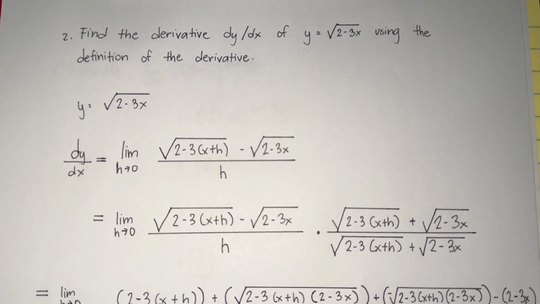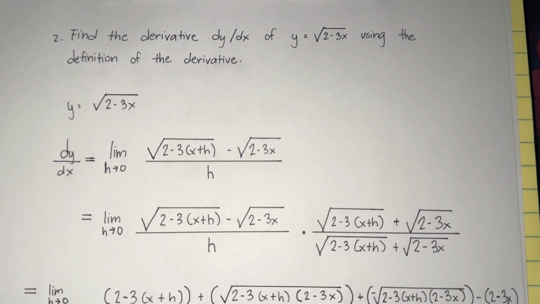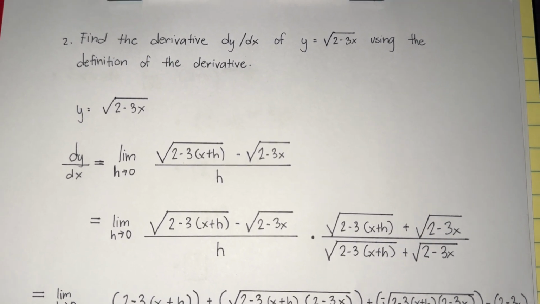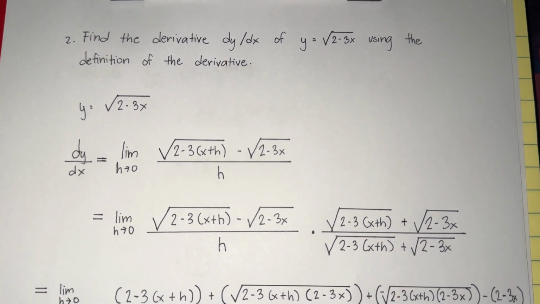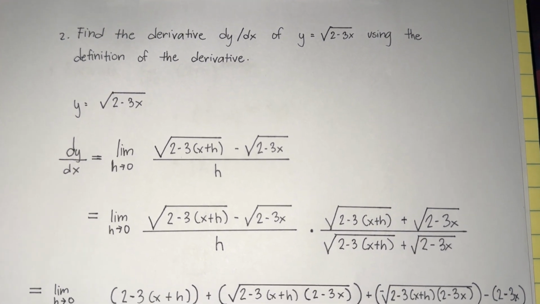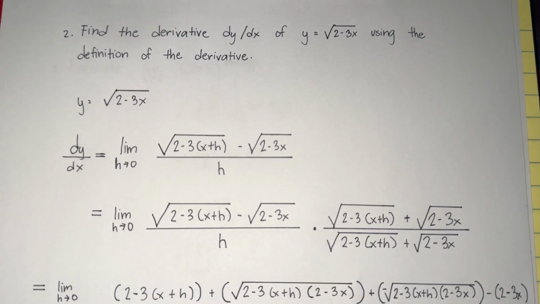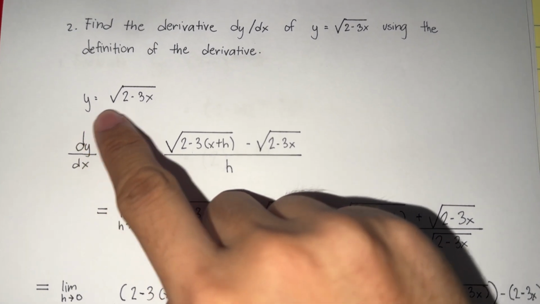For our second problem, we must find the derivative dy over dx of y equals the square root of 2 minus 3x using the definition of the derivative. So we are going to use the definition of the derivative formula here. So we have here our function.